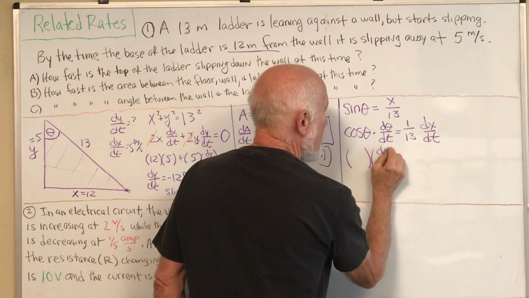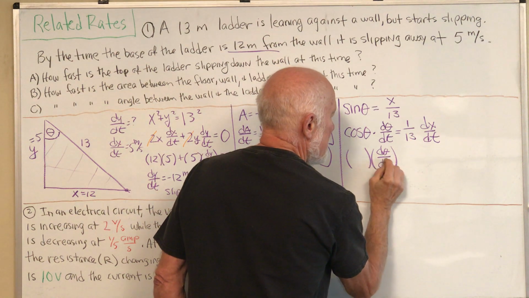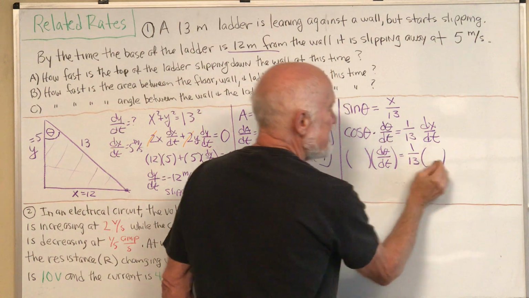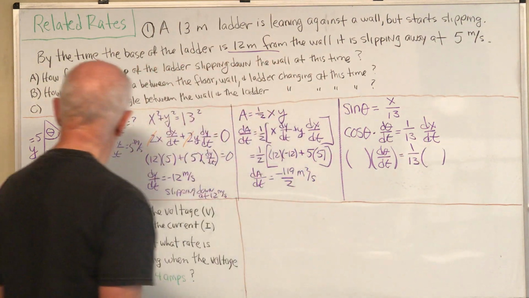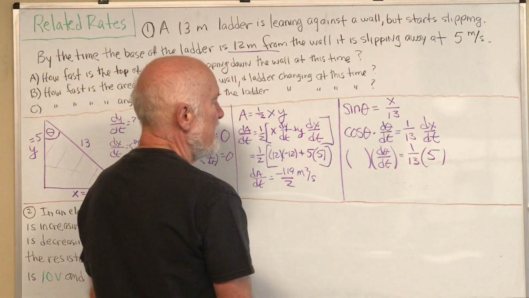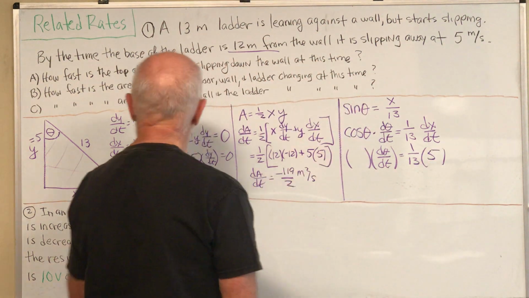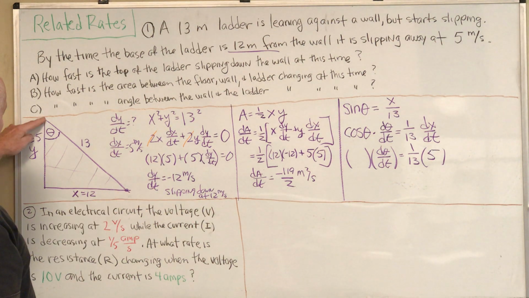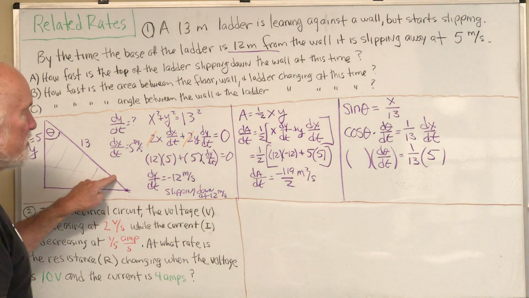Now the only thing, hopefully, we don't know is d theta/dt. We know that dx/dt, the rate at which that's slipping out, is still 5. And what's the cosine of theta when this is 12? The cosine would be 5 over 13.